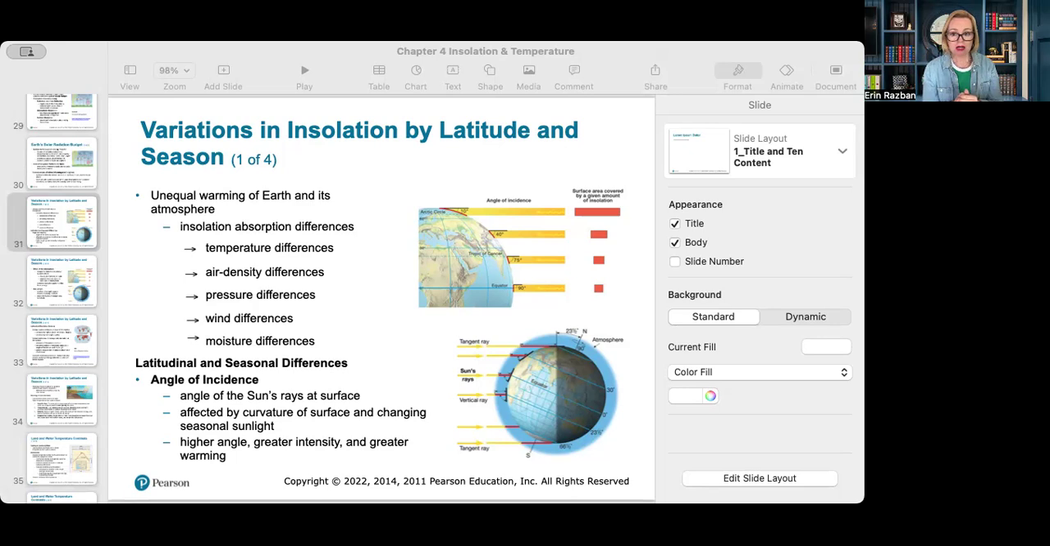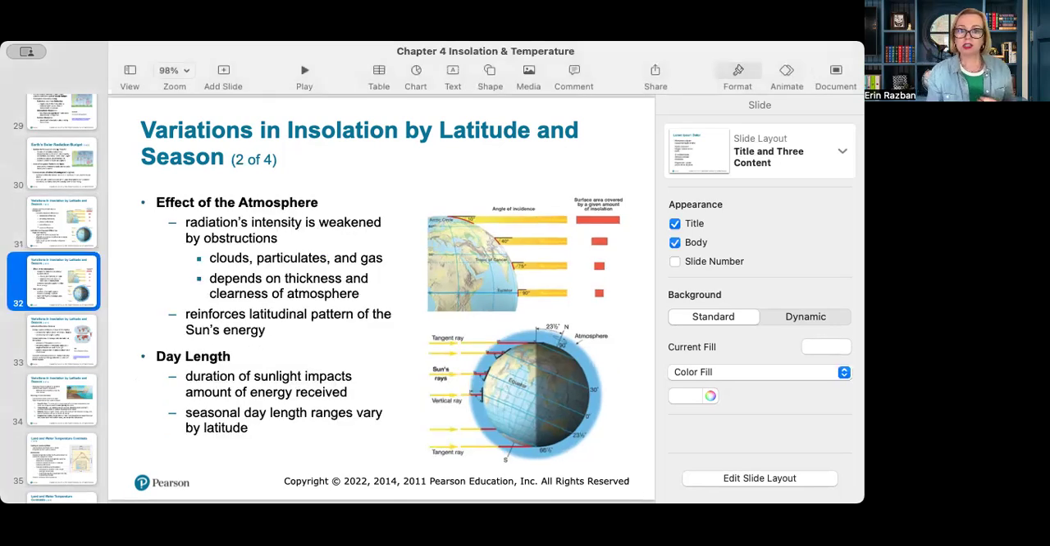At the equator, sunlight often arrives nearly straight overhead, and that's a 90-degree angle of incidence, providing maximum heating. But at the poles, the sunlight always arrives at a sharp angle, spreading the same amount of energy over a much larger area.